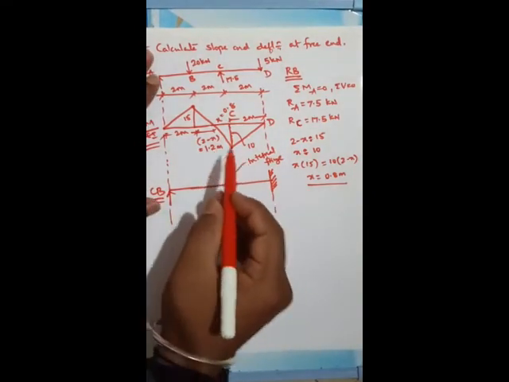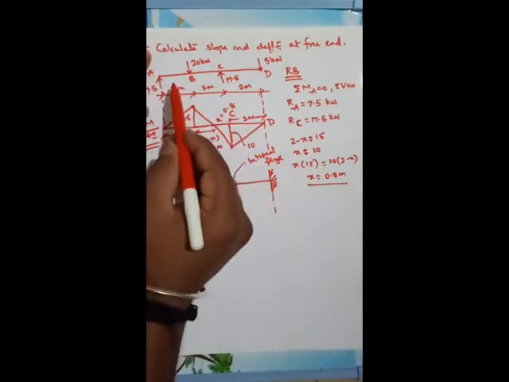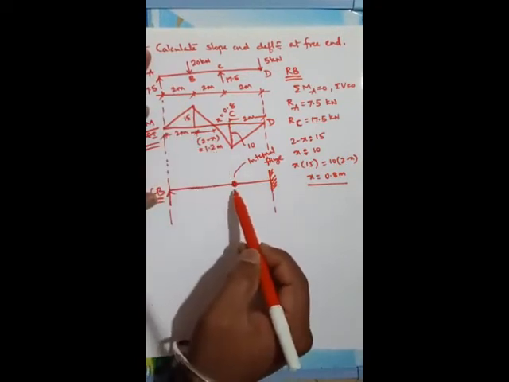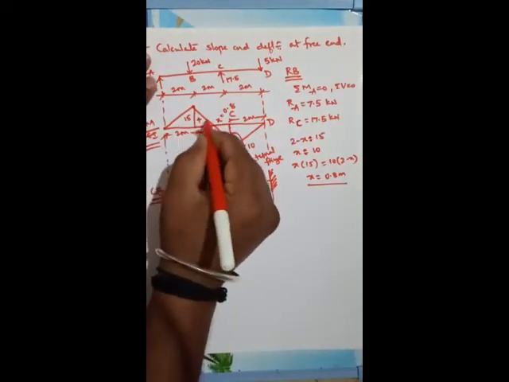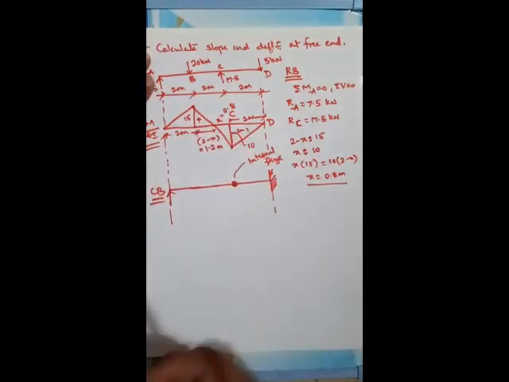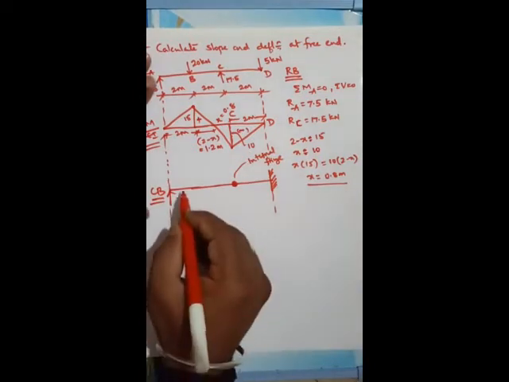So now M by EI diagram of the original beam will be acting on the conjugate beam, correct. So if it is positive, then it is acting downwards. If it is negative, it has to act upwards. So this diagram is positive, this diagram is negative, correct. So now draw this.